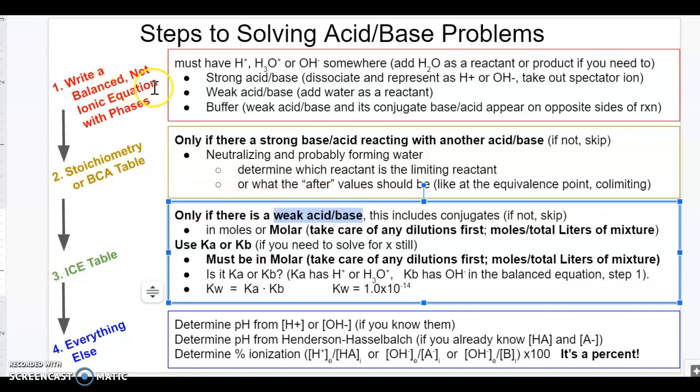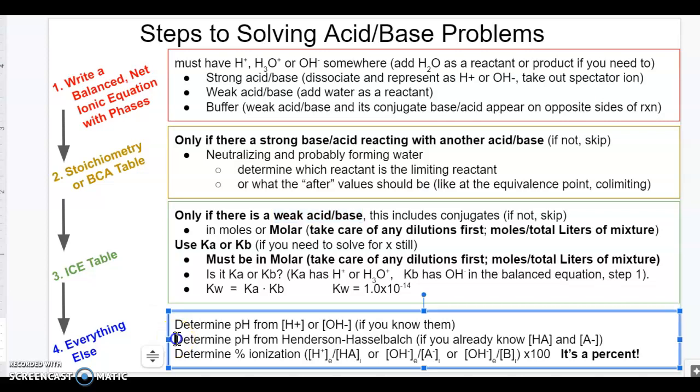Write out your net ionic equation. If you have a strong substance, you have to do the stoichiometry. And if you have the weak substance in there too, you have to do the ICE table next. And so it kind of goes in this order. But then there are shortcuts. And the biggest shortcut is going to be this Henderson-Hasselbalch. Because of the Henderson-Hasselbalch, you can skip over this ICE table. And I'll show you that.